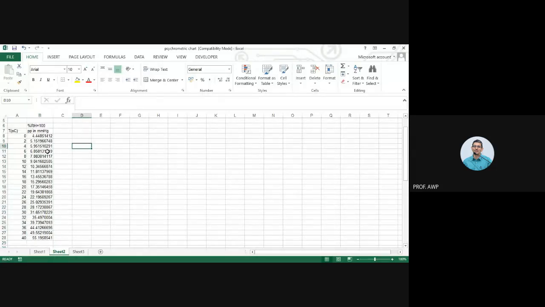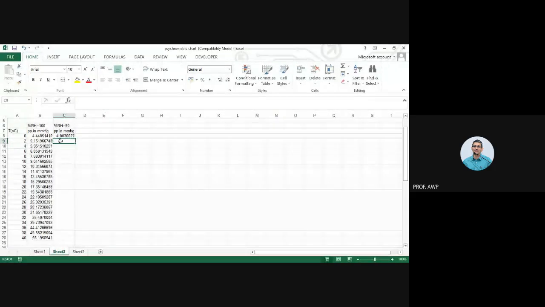So this is now the partial pressure of water vapor in the air corresponding to 100% RH. Suppose I want percent RH equal to 90. Now what will be the partial pressure of water vapor? It will be this number multiplied by 0.9, isn't it? Yes or no?